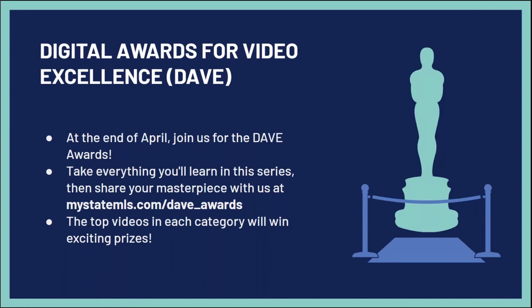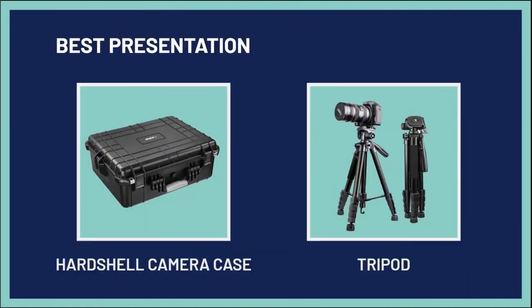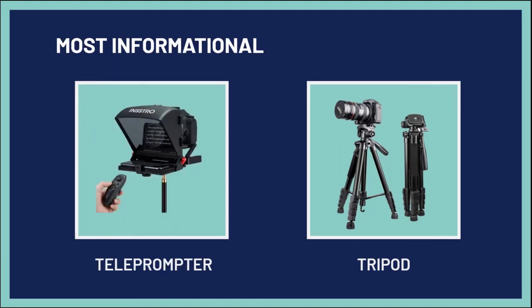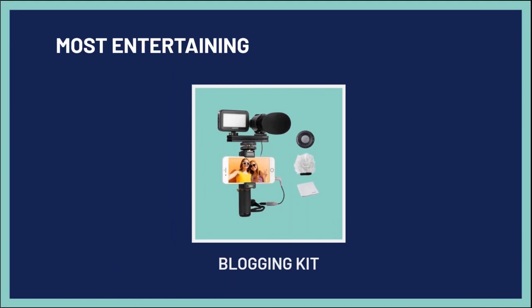mystatemls.com/Dave_awards. And why are you going to want to be part of this? Well, we've got some amazing prizes up for grabs for the top videos in each of the categories. For those that don't know, let's take a quick look at the prizes available for this year's awards. For the agent that gives us the best presentation, they are going to win a hard shell camera case and a brand new tripod to keep their gear safe and protected. Most informational, the video that really lays out all the details and has us thinking after we walk away from that video, they are going to win a brand new teleprompter to mount in front of their camera as well as a tripod. And for the person that makes the most entertaining video, the one that makes us laugh, the one that puts a smile on our face, they are going to win this brand new blogging kit, which attaches directly to your cell phone, giving you a light and a microphone, making it very easy to shoot blogs, maybe even do walkthrough videos of your next property.